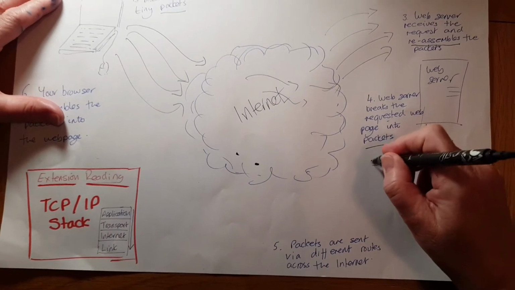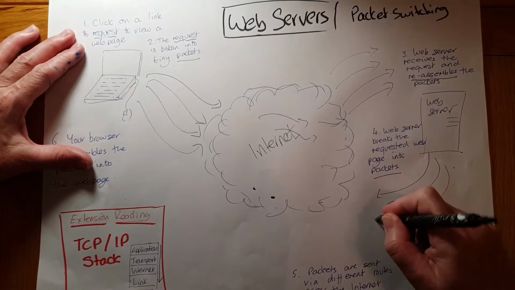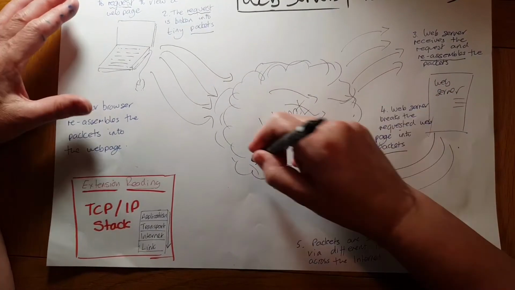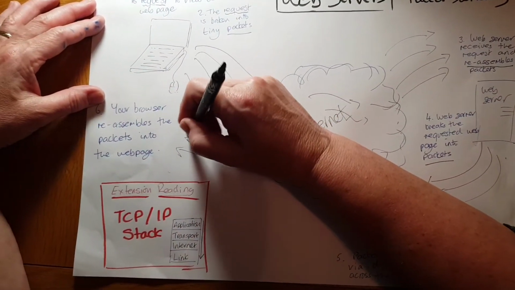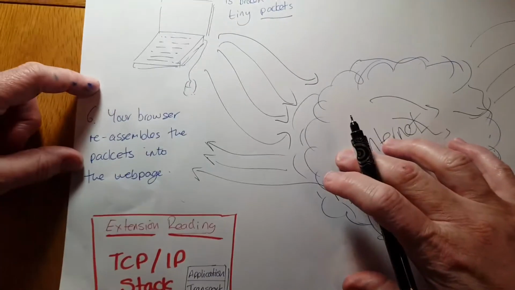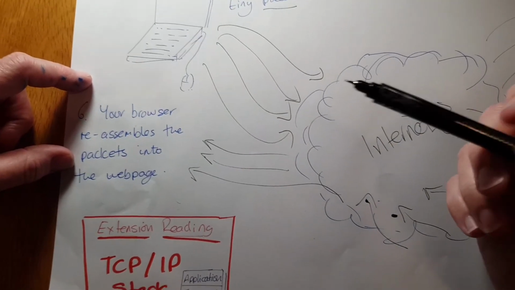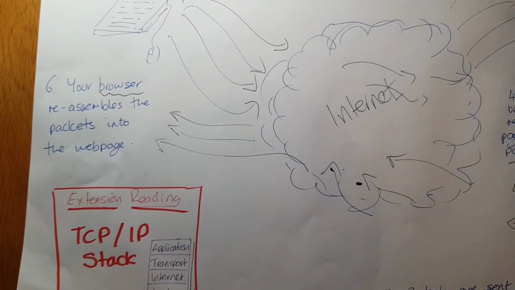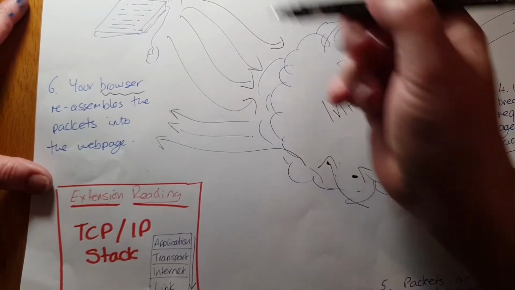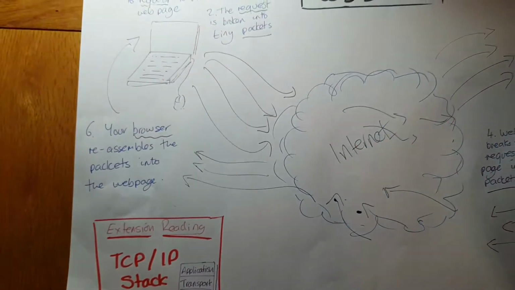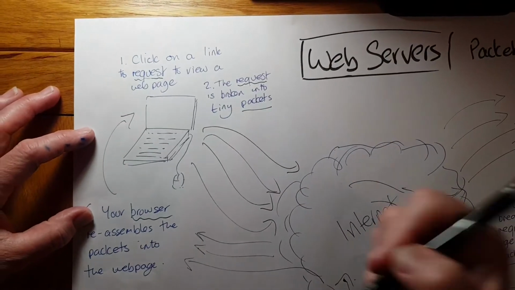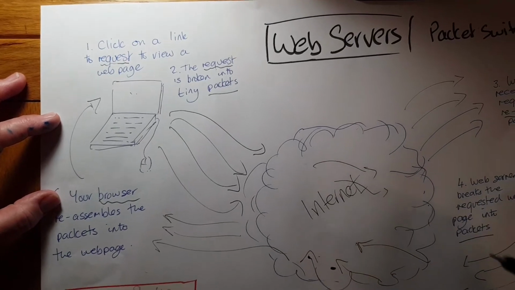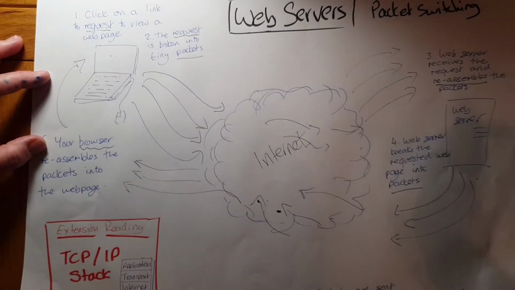And then it sends all those packets of data back across the internet, all going their own little separate ways until they get to your computer. And inside the computer, all those packets are reassembled by your browser. So whether you're using Google Chrome or Internet Explorer or whatever, they're reassembled. And then they are displayed as the web page or video or whatever else that you wanted to see on your computer. So that's a really very, very simplistic approach to packet switching.